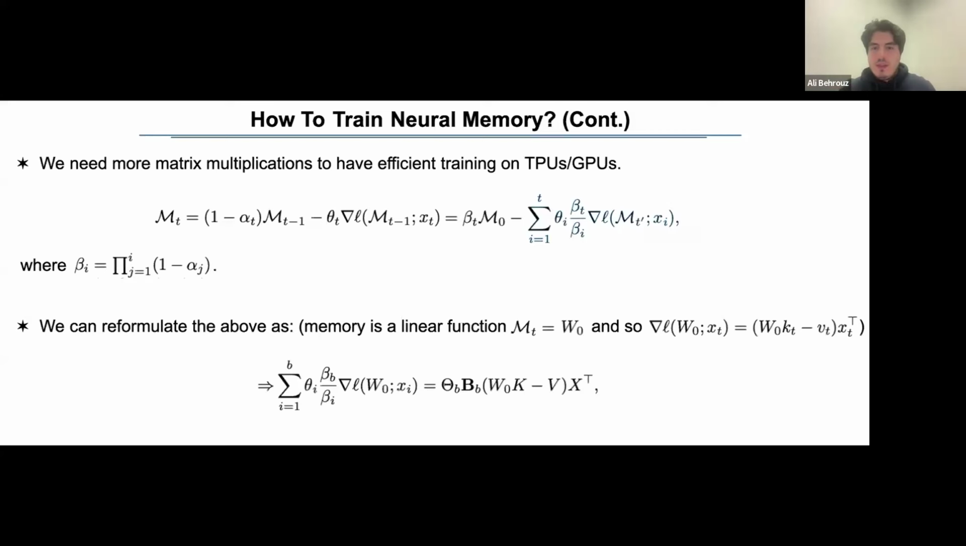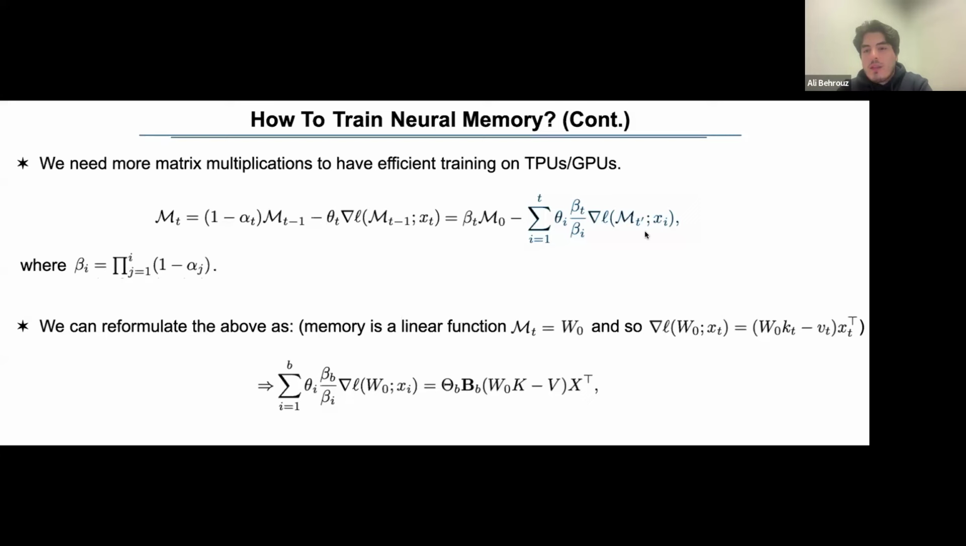Now, just for the sake of simplicity, let's assume that MT is just a linear function. It can simply be extended to any form of neural architecture, but for now, assume that MT is just a matrix. In that case, this gradient is the gradient of this loss function, and this loss function is just the MSE loss. We have keys and values, and the memory wants to map keys to the values. So the loss function would be W0 times K minus V, and we take the square norm of this. That's the definition of the loss function that we have.